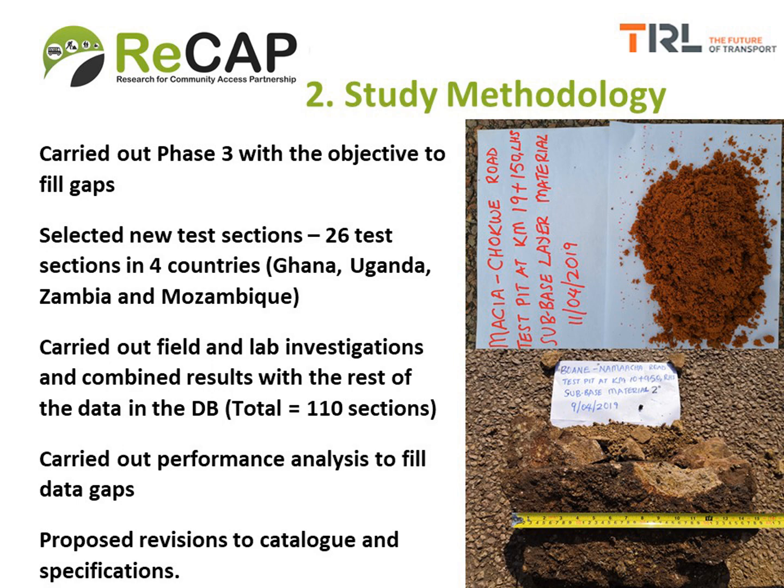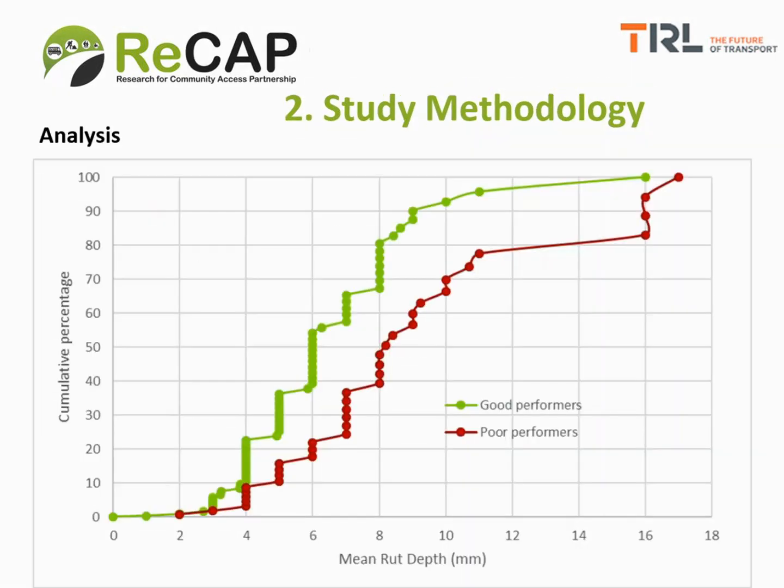Now, as a result of the analysis, material specifications were revised as well as the pavement design catalogs. A sample of the analysis is shown here, which is a graph that represents the mean rut depth of the sections that were used to refine the specifications and the design catalogs.